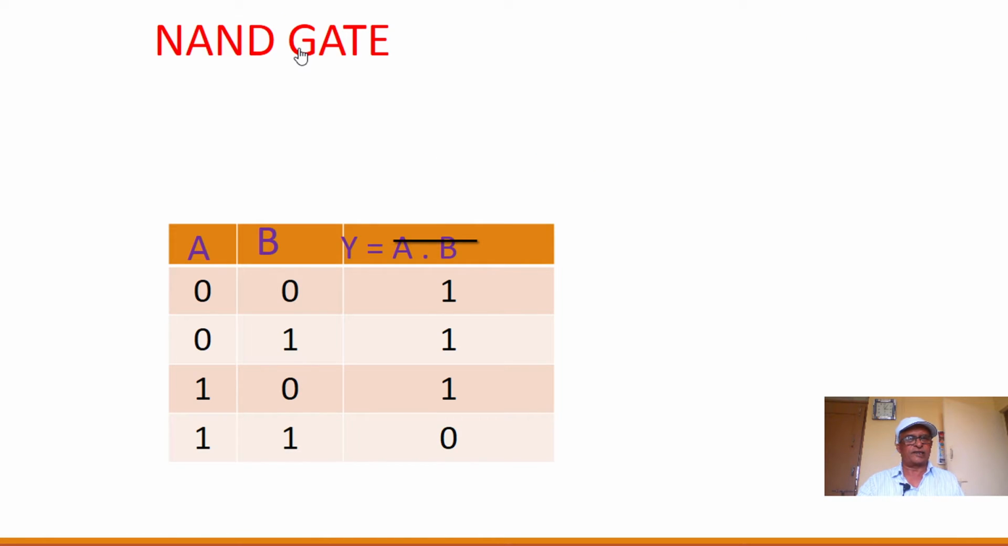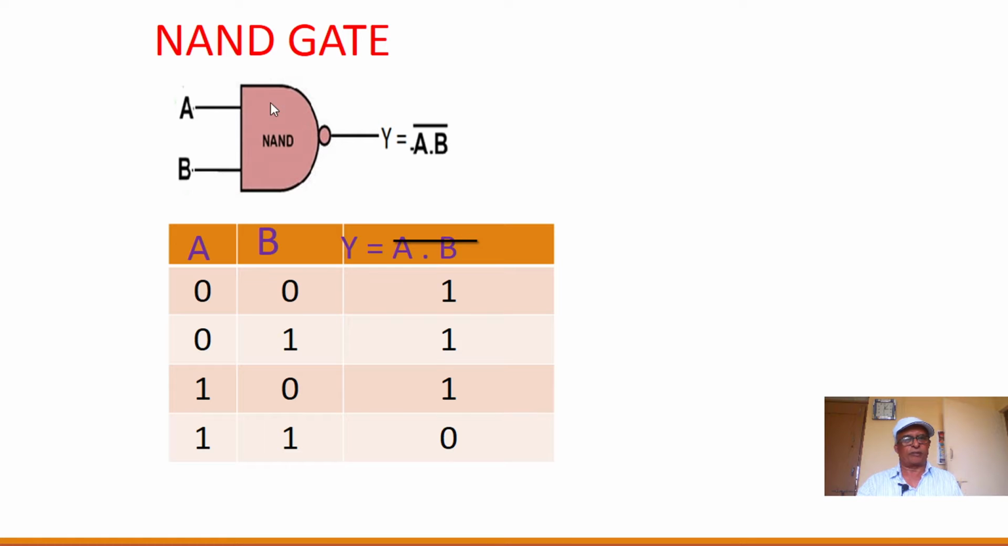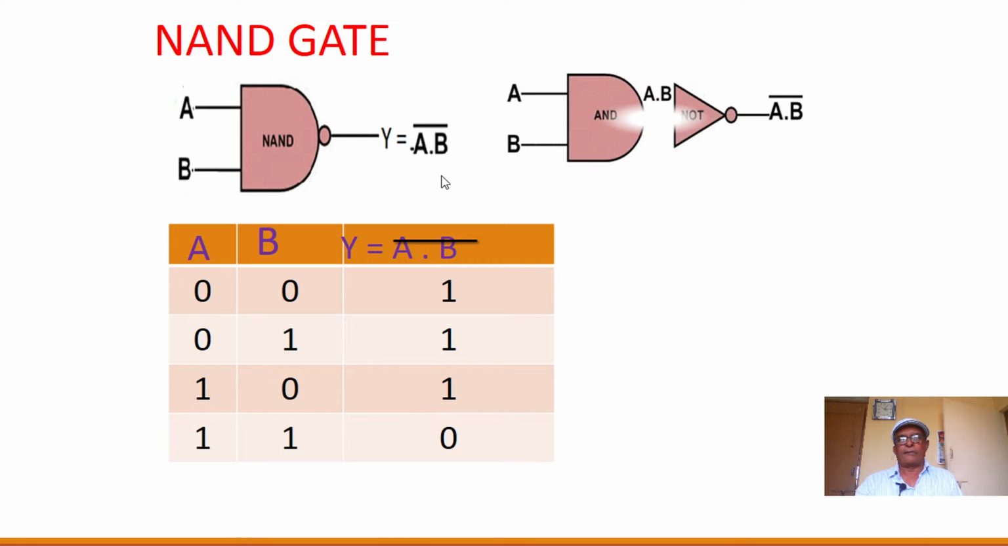Now let us consider the NAND gate. This is the symbol of the NAND gate. In this NAND gate, a D-like symbol is drawn, the inputs are connected to the vertical line, and the output is taken from the curved part with a bubble. So this is a combination of the AND and NOT gates.